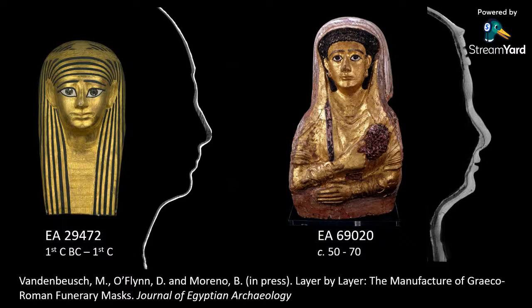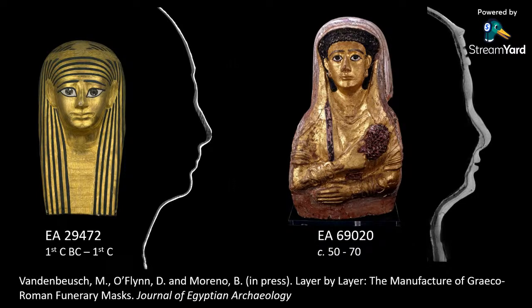This mask on the right belonged to a woman named Aphrodite, and the mask was excavated at Hawara by Flinders Petrie in the 1880s. This mask and others of its type were considered to be cartonnage, suggesting a similar production to the masks on the left. But as we showed with CT scanning, they're actually quite different. So there's a rough kind of clay mold, then maybe a textile layer, and then, as I say, everything was added on the outside.